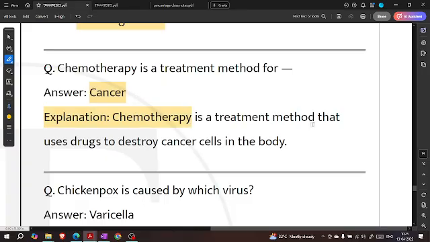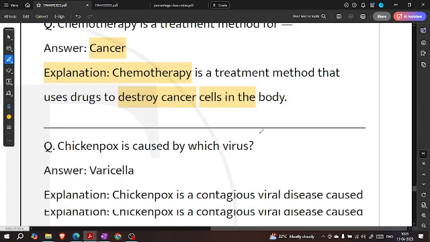Chemotherapy is a treatment method for cancer. Chemotherapy is the treatment method that uses drugs to destroy cancer cells in the body.